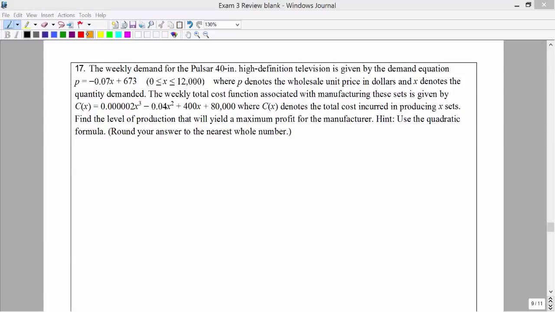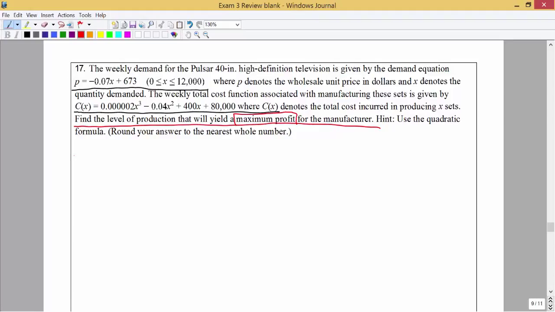For number 17, we're given the weekly demand function, which is here: P equals negative 0.07x plus 673. And we are also given the weekly cost function. And we are asked to find the level of production that will yield a maximum profit. So our focus here is to maximize the profit.